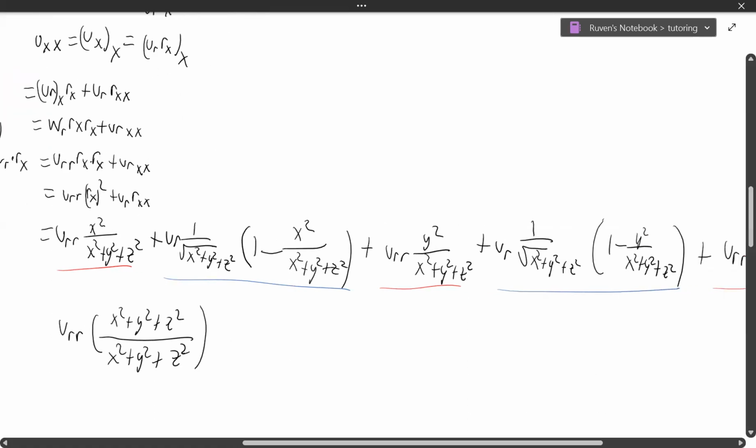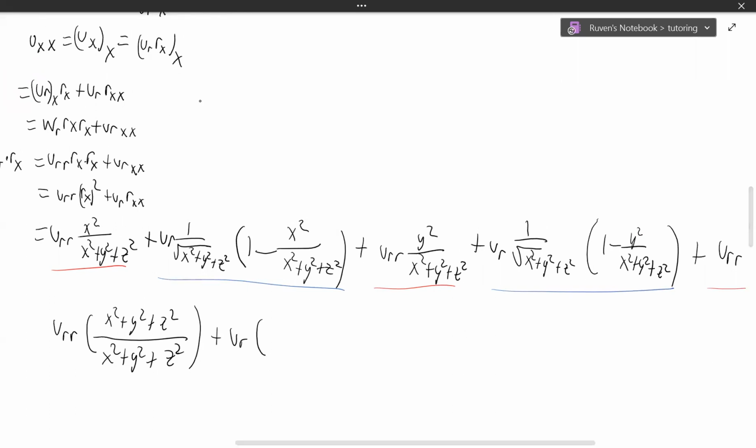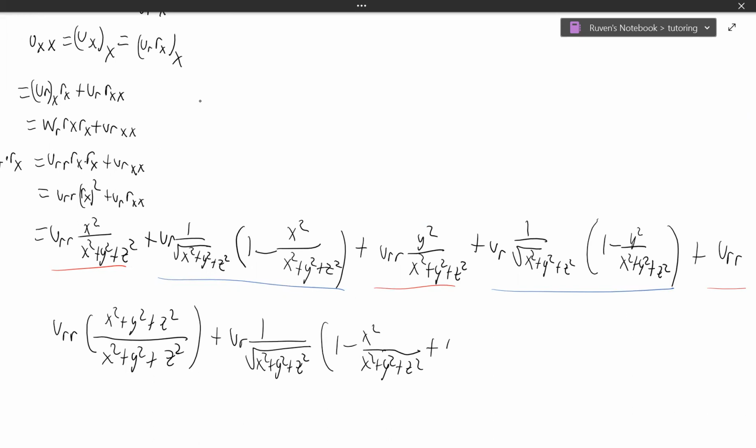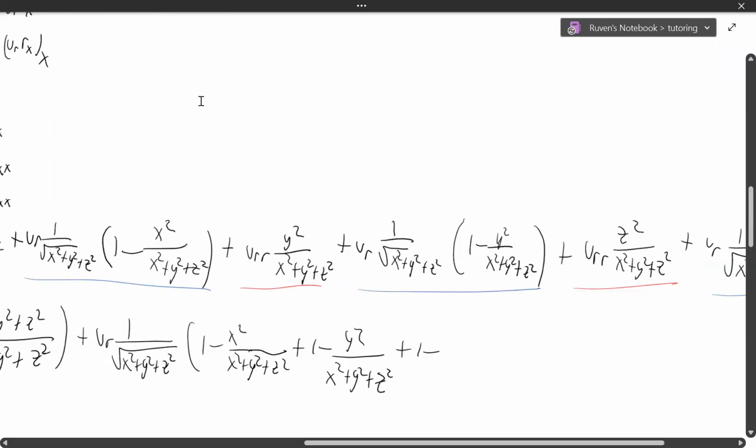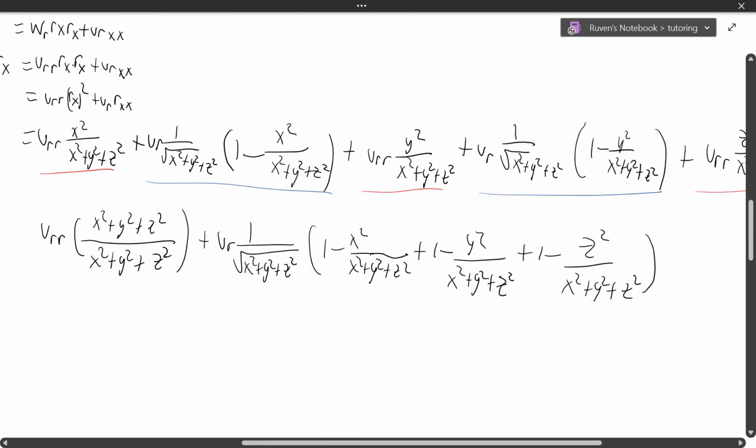Some magic happening over here. Plus U_R. And then 1 over root of x squared plus y squared plus z squared is going to stay the same everywhere. So it's 1 over root of x squared plus y squared plus z squared. And over here, it's going to be 1 minus x squared over x squared plus y squared plus z squared, plus 1 minus y squared over x squared plus y squared plus z squared, plus 1 minus z squared over x squared plus y squared plus z squared. There you go. So then this becomes 1.